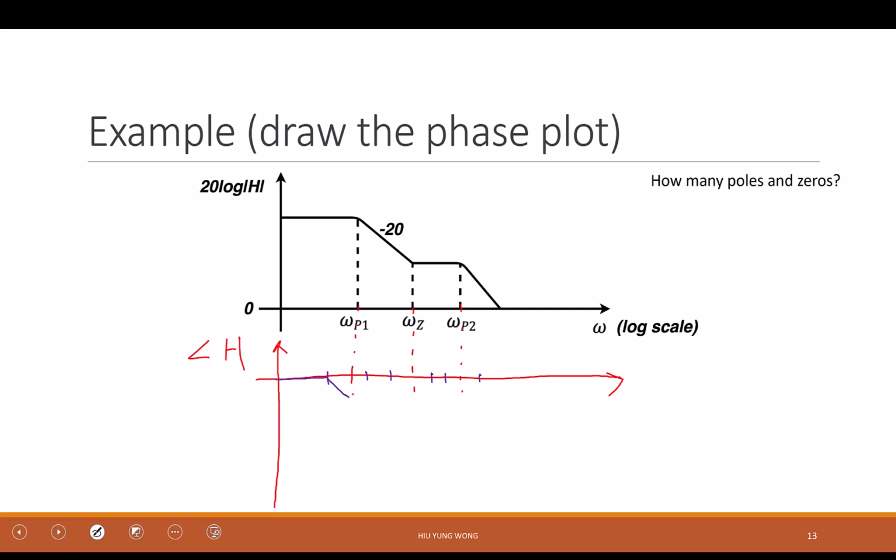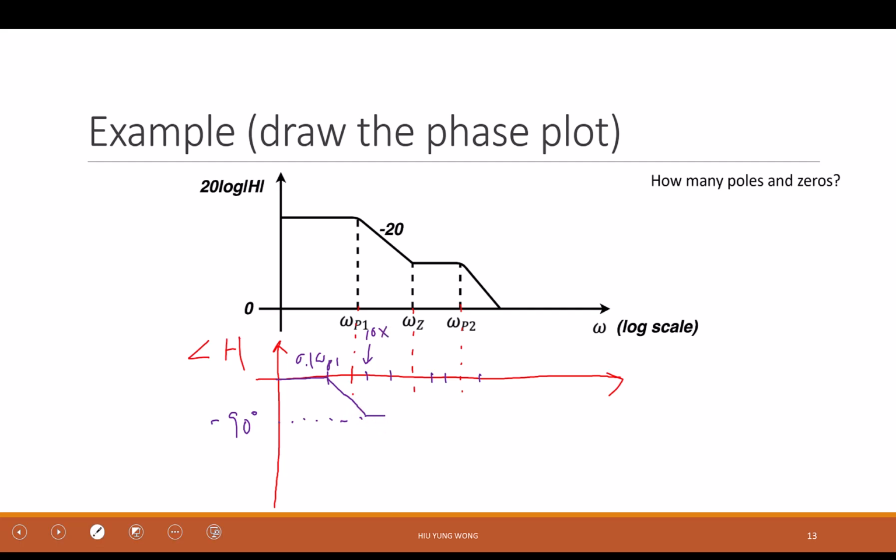You will go through and then stop at 10x and then flat out, right? And this is how many? Negative 90, right? So let me label this. This is 0.1 omega p1, and this is 10x of omega p1. And then I see the z. What will happen? We're going to go back up, because the effect of the pole stopped already.